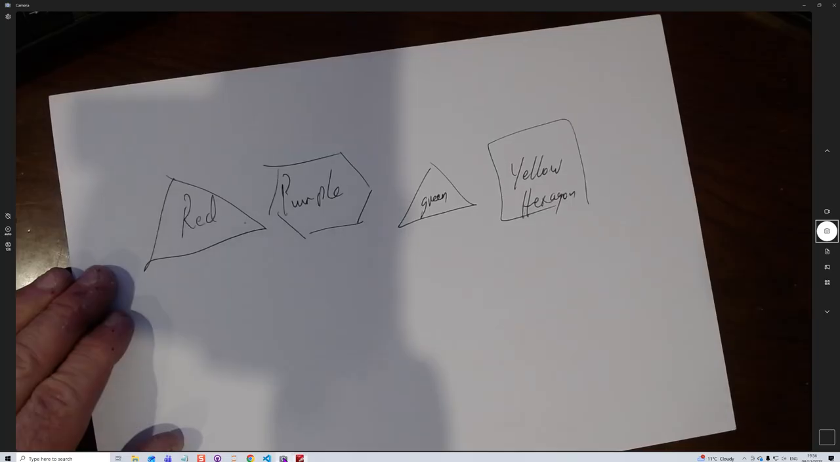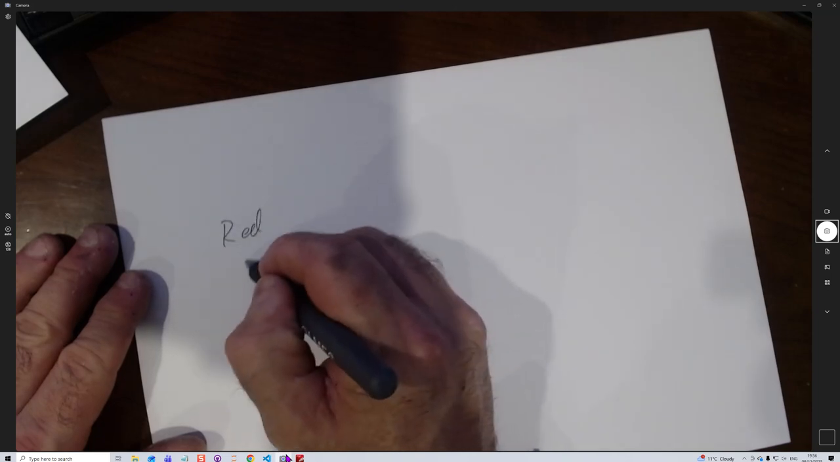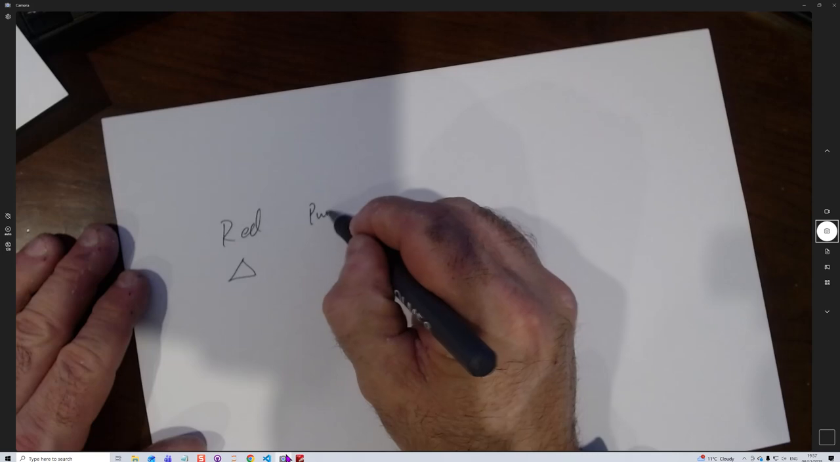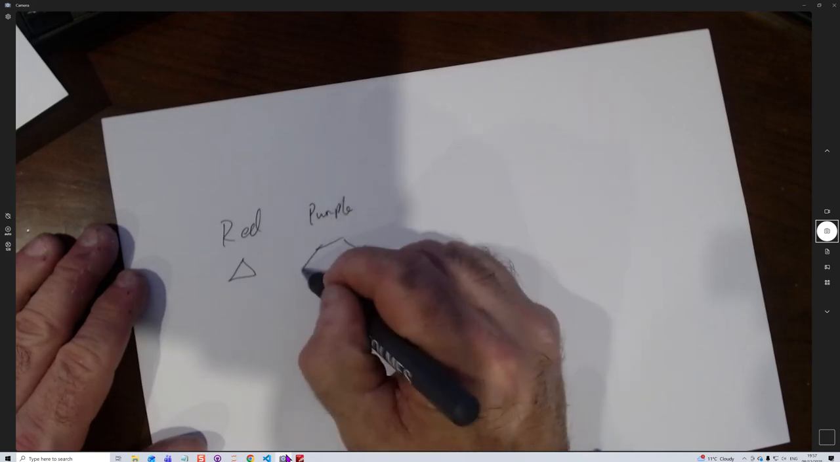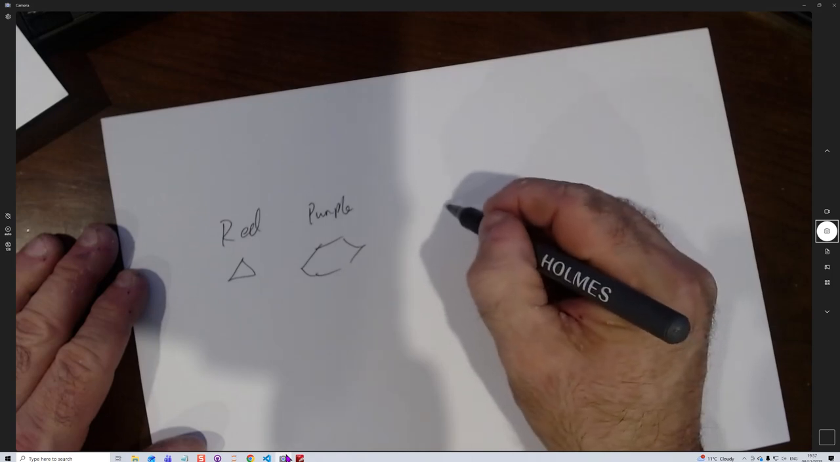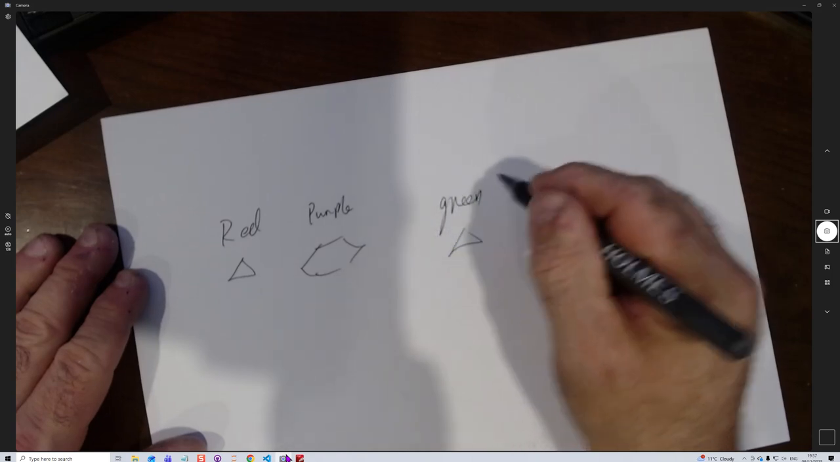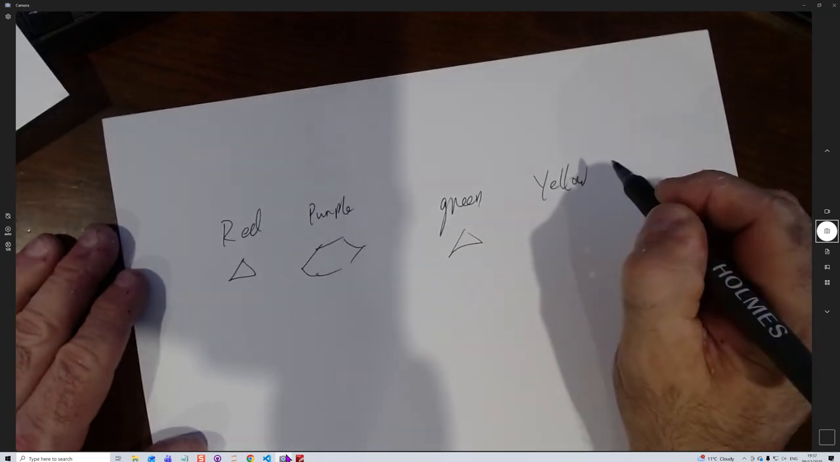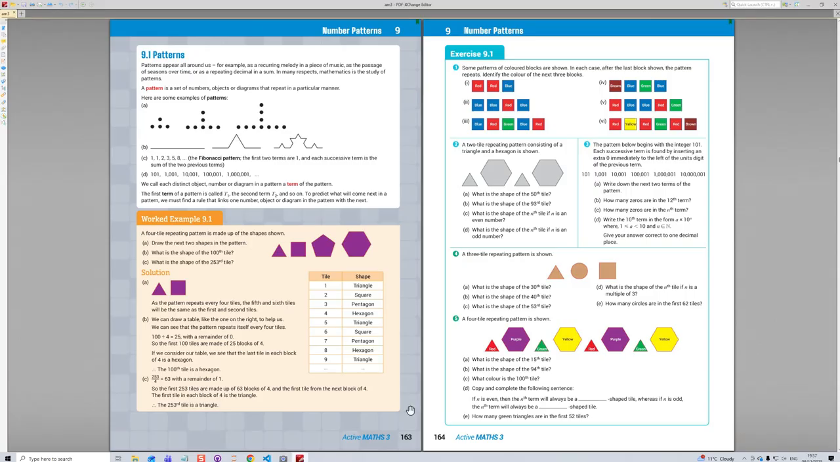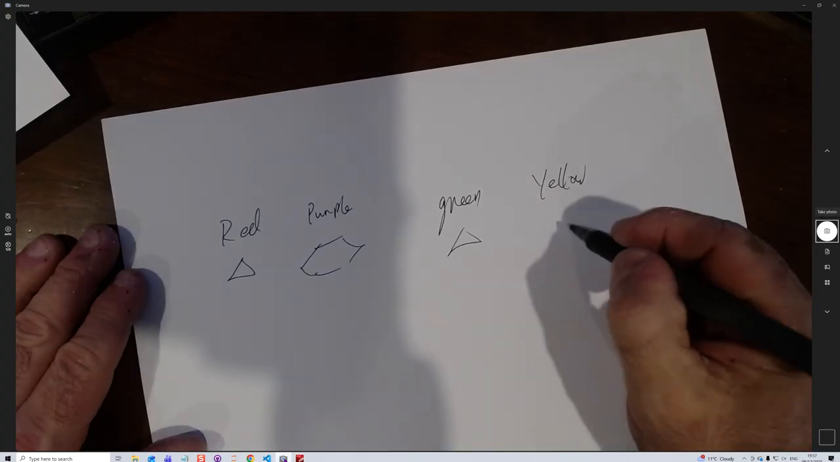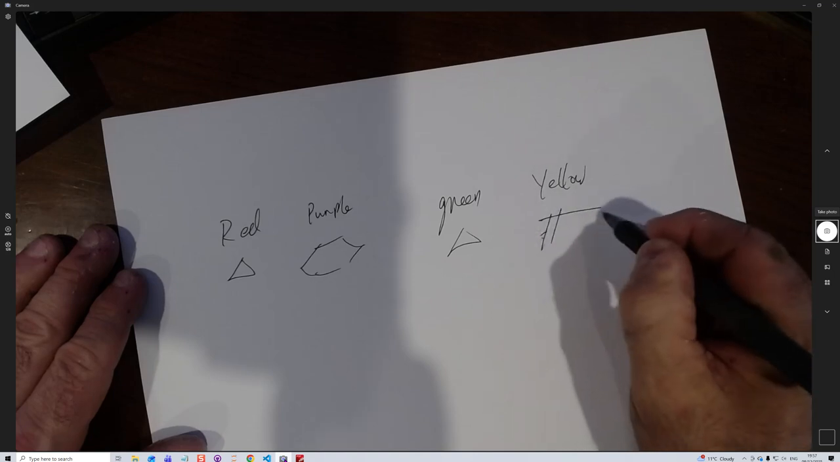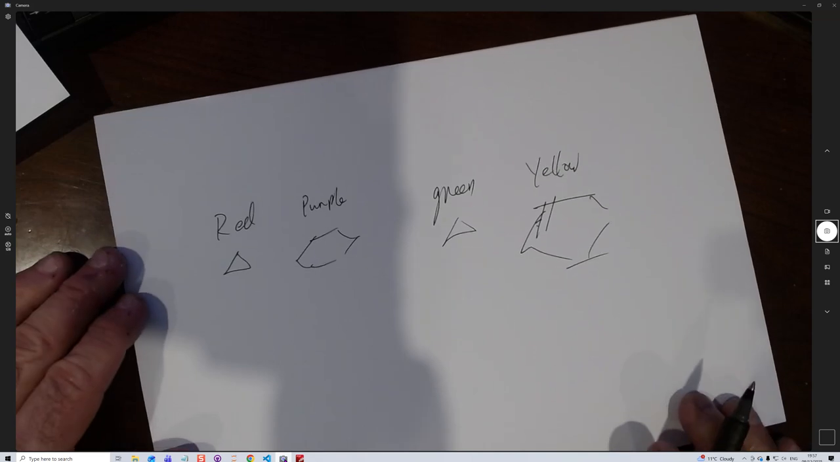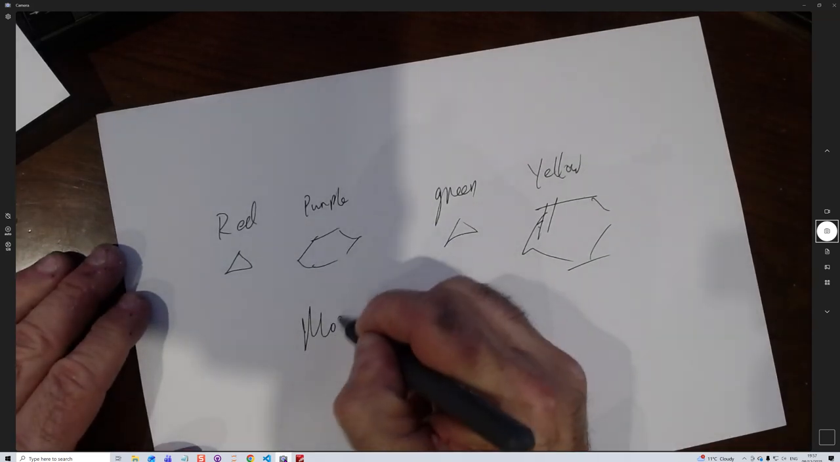Let's make it even more stripped of anything visual, and say it's a red triangle, a purple hexagon, a green triangle, and a yellow... is it a yellow square or a yellow hexagon? Yellow hex. Okay, but it's called mod 4.